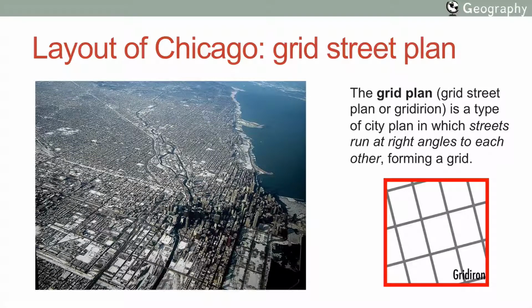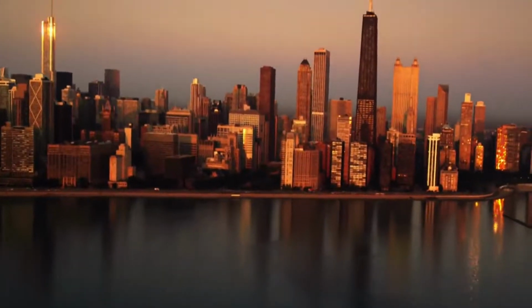We can see that the streets are crossing according to a grid. That means that the streets are crossing with each other at a right angle. Now let's have a look at the Central Business District of Chicago.